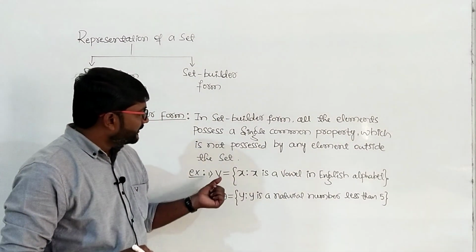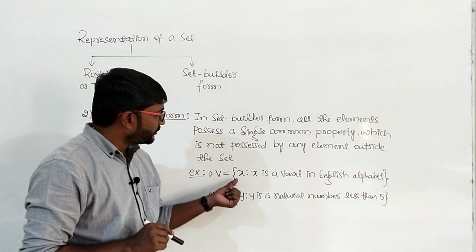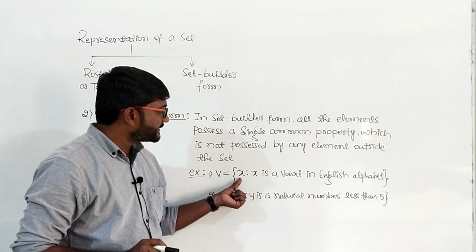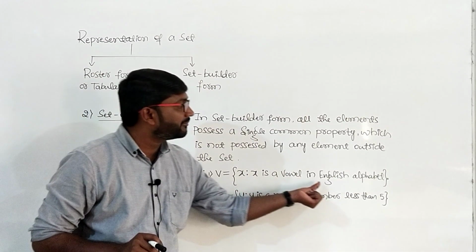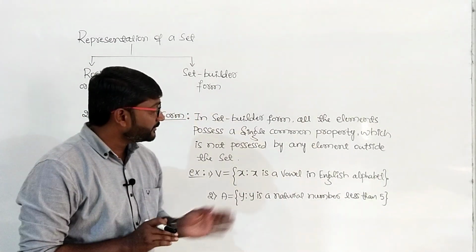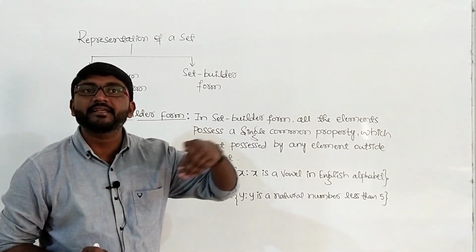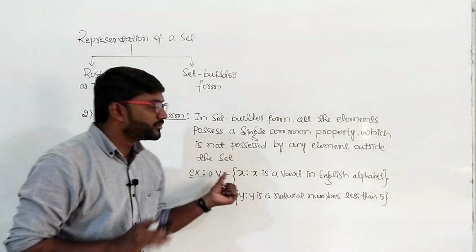So here capital V is equal to {x such that x is a vowel in the English alphabet}. Such that can also be written as a colon. So here we have not listed all the elements. Instead we are writing a single property that describes all the elements.